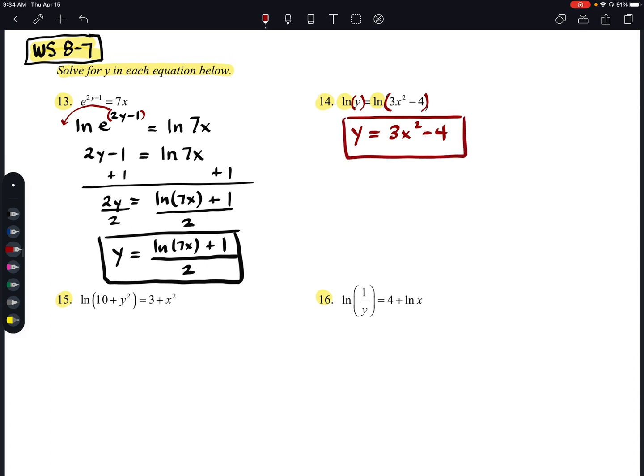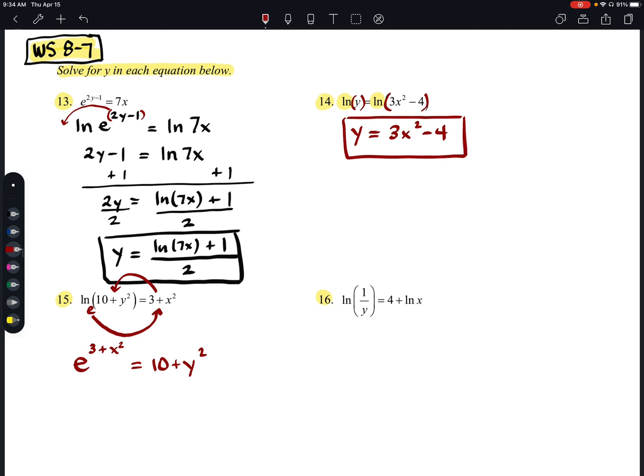Number 15, the natural log of 10 plus y squared equals 3 plus x squared. So now it's another log equation, but we only have one log on one side. So we need to use our definition of logarithms here. Our base is e, so we'll do e raised to this power should equal this value. So e raised to the power of 3 plus x squared should equal 10 plus y squared.